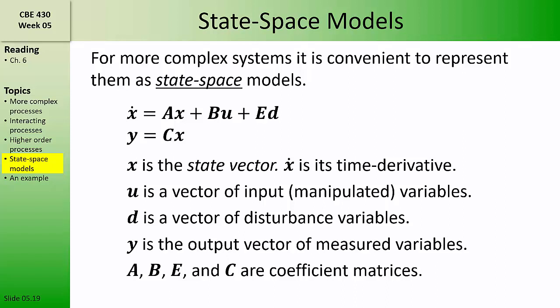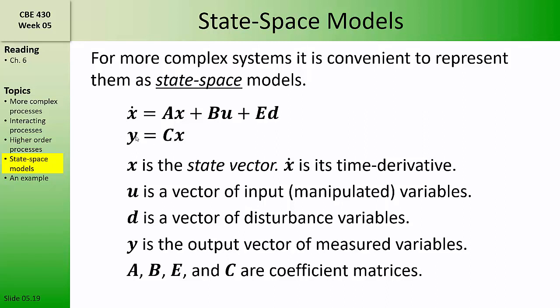For more complex linear systems, it is convenient to represent them as state space models. In the state space form, the variables are written as vectors, and their coefficients are written as matrices. Here, x is what we call the state vector. x dot is its time derivative. The state vector is the vector of state variables. The vector u contains the input manipulated variables, and the vector d contains the input disturbance variables.